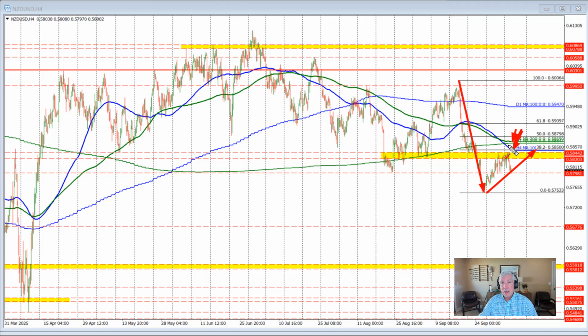So this area right here would need to be broken on the top side, broken above, in order to switch the bias more to the upside. Absent that, and the sellers are more in control. So be aware of this level as the bias shifting area for this currency pair through that interest rate decision.